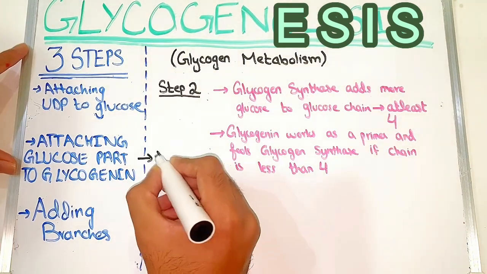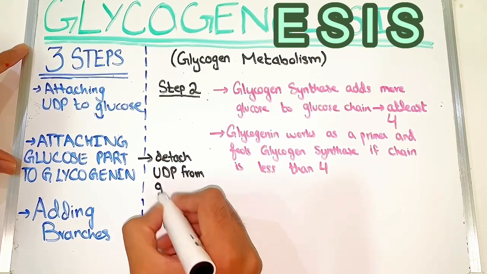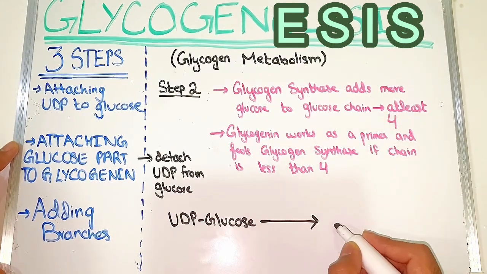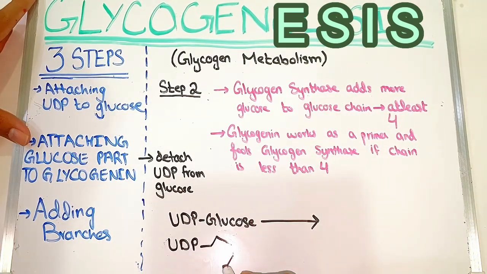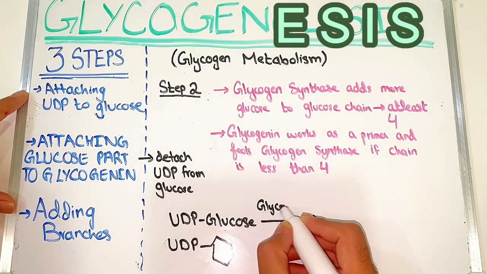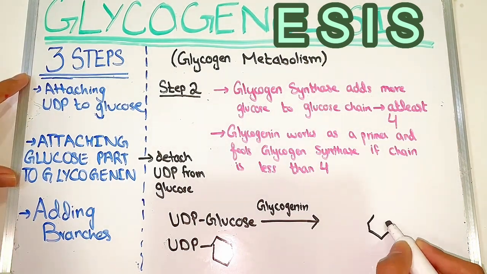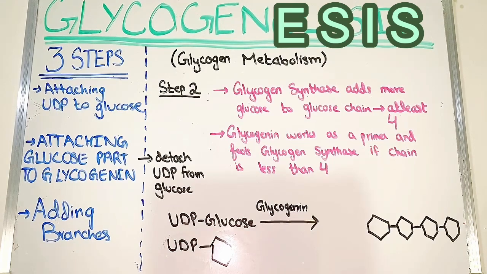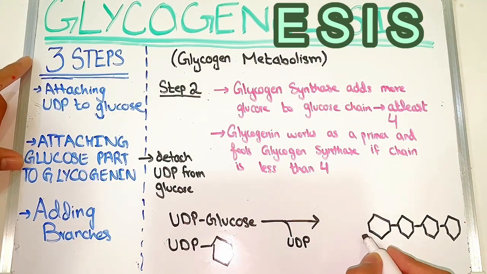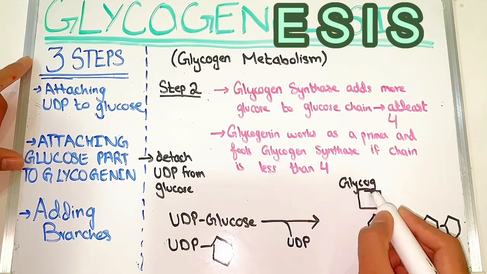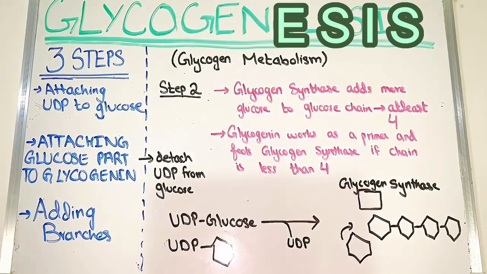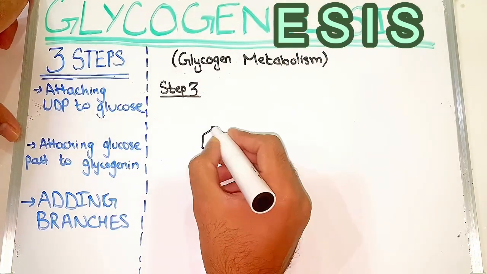The second step is not that big, it consists of only one step, an addition of glucose. In it, UDP is detached from glucose and the glucose molecule is free. Here glycogenin can take part if the chain is not 4 molecules long, it works as a primer. So when UDP detaches, the glucose molecule will go to the glucose chain where glycogen synthase will add it into the chain. So likewise more glucose will be added in it.